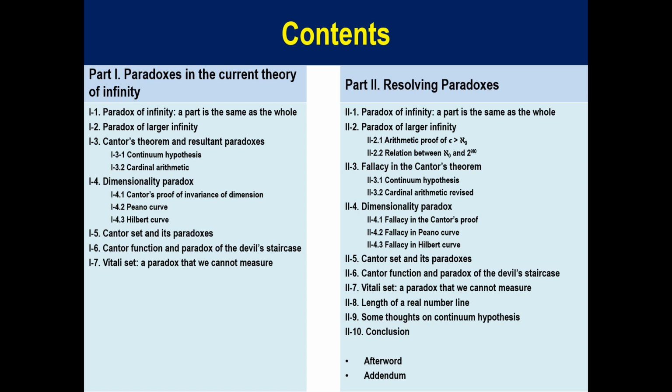The videos are divided into two parts. Part 1 discusses paradoxes present in the current theory of infinity, and Part 2 discusses how fallacies in reasoning led to these paradoxes and will rectify these counterintuitive paradoxes. Part 1 is 80 minutes long and Part 2 is 93 minutes long. But you can move to the video which corresponds to the chapter by clicking the corresponding timestamps in the notes.